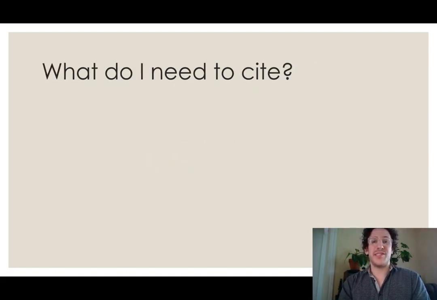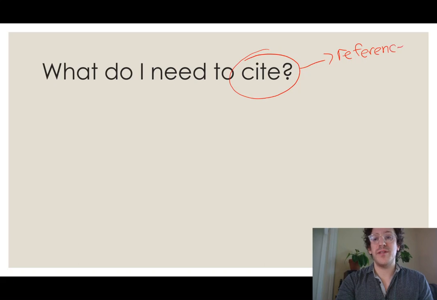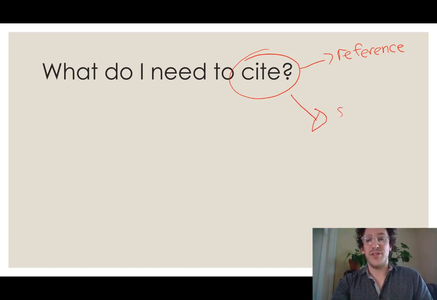Okay, so what do I need to cite? So remember that cite is a verb. Wow, my handwriting is getting so much better on this screen. Oh, beautiful. Okay, cite means reference. Right? When you make a reference or when you refer to a source outside of yourself, that is a citation. You're showing where you got info. This is just some review to see if you're paying attention.